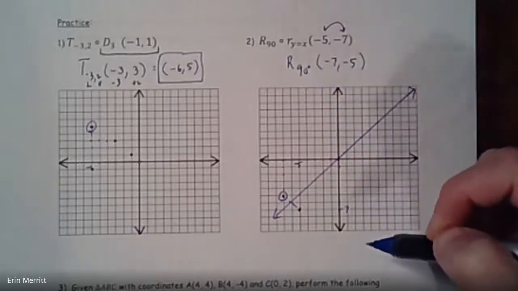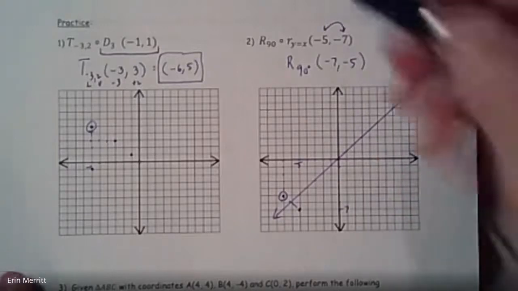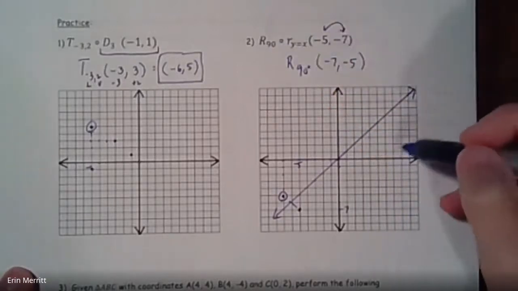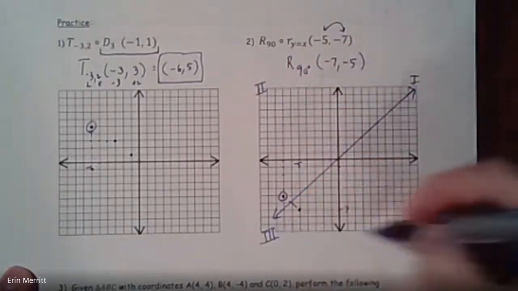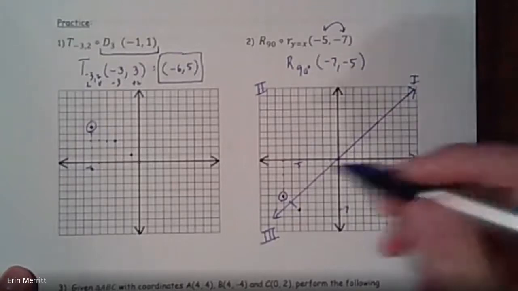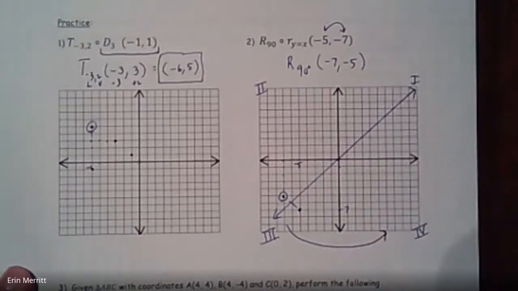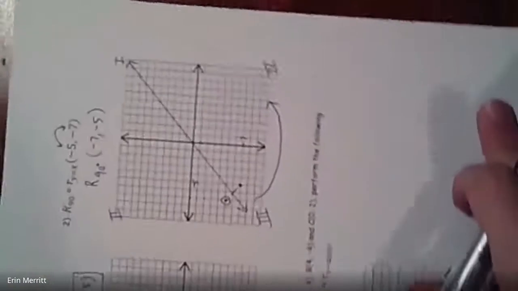So we didn't write down the rotation rules. Again, you can go back and look them up. Otherwise, positive 90 means I'm going counterclockwise. So it's going to go from quadrant 1, 2, 3, 4. It follows the quadrants when you go a positive rotation. So I'm going to go from quadrant 3 over to quadrant 4. So I'm going to turn my paper in that direction.